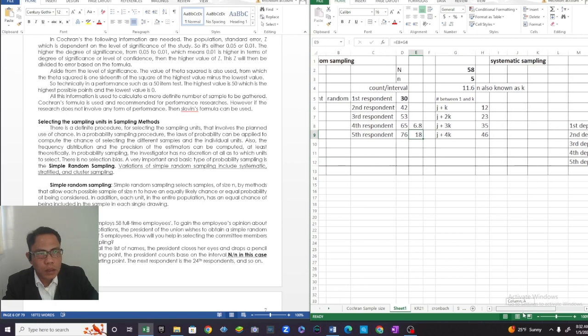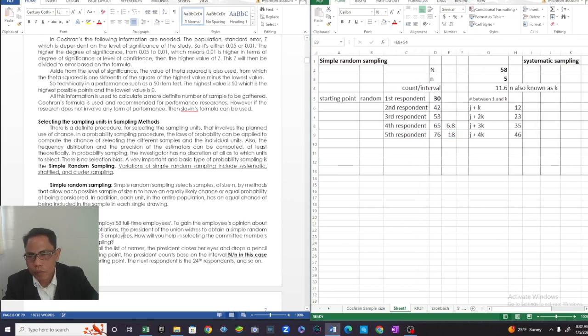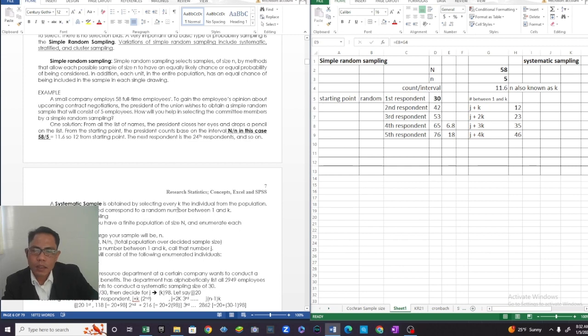Another method that is similar is systematic sampling. A systematic sample is obtained by selecting every kth individual from the population. The first individual selected corresponds to a random number between 1 and k. The steps in systematic sampling: make sure that you have a finite population and enumerate each individual, decide how large your sample will be, which is n, calculate the interval, and randomly select between 1 and k. So our k is also known as our interval.